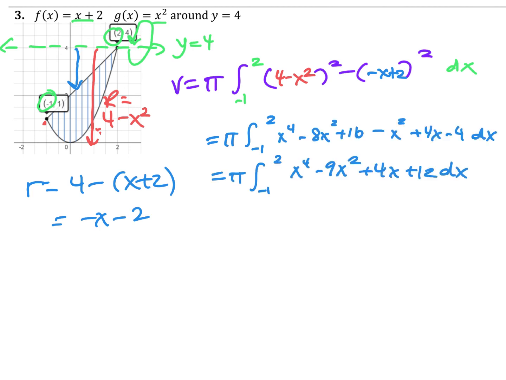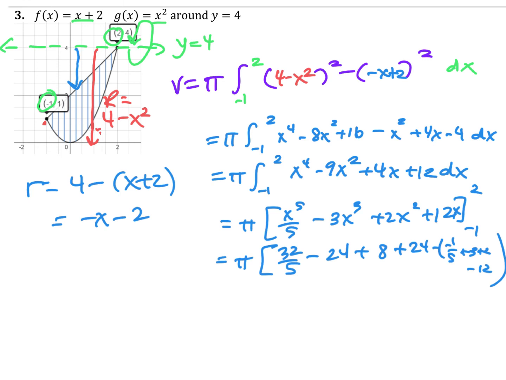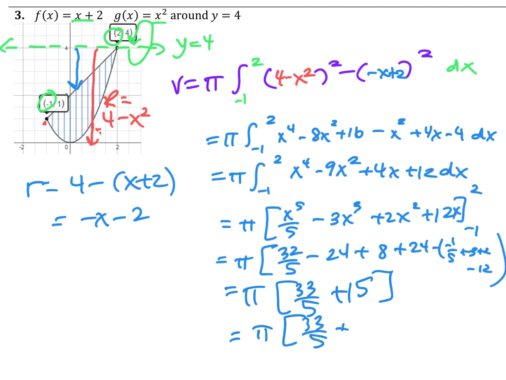So here's the simplified integral before we find the antiderivative. And then let's go ahead and get that antiderivative. And then let's go ahead and evaluate it at our bounds 2 and -1. And then let's clean that up a little bit. And then we can find a common denominator, which is going to be 5. So 33 over 5 plus 15 times 5, which is 75 over 5. And if we combine these, we're going to get 108 pi over 5 units cubed.